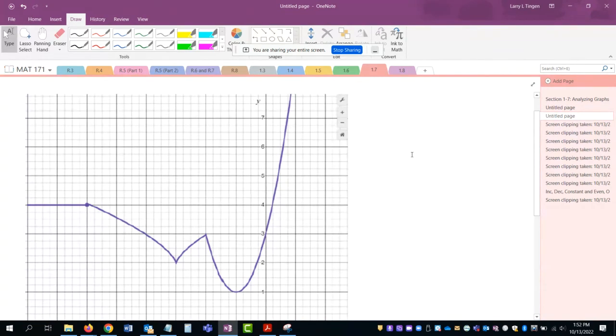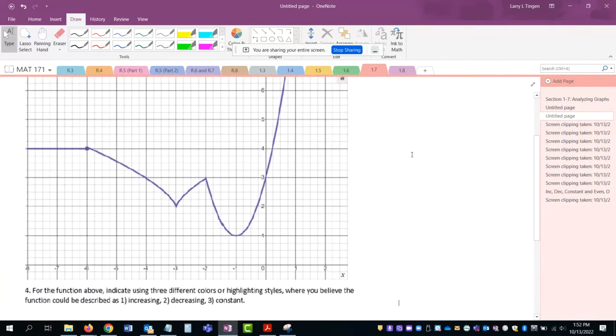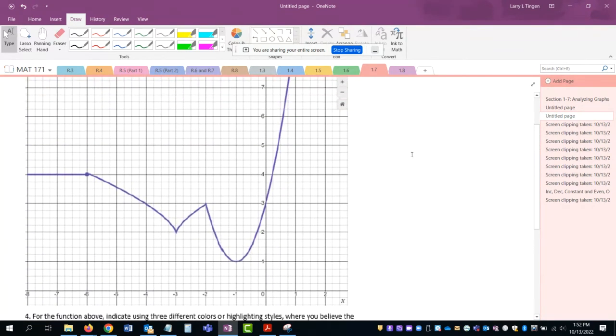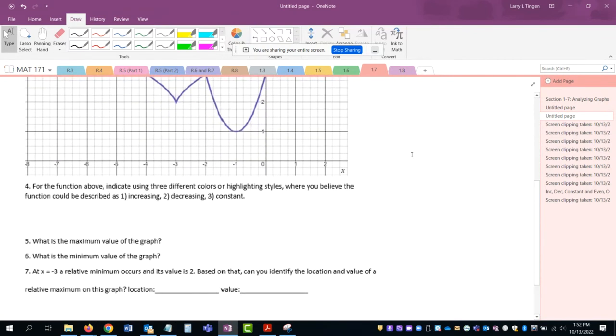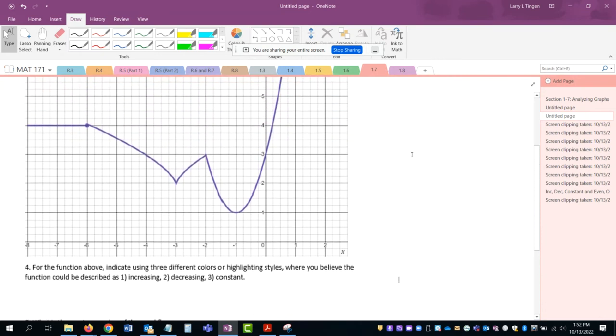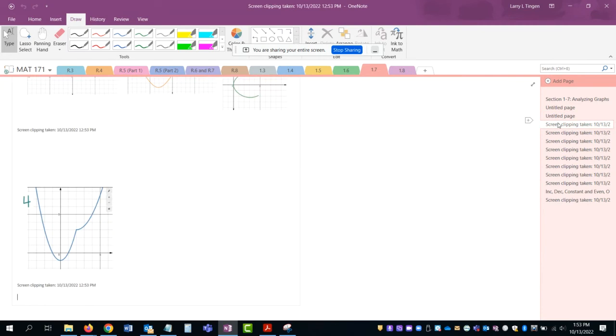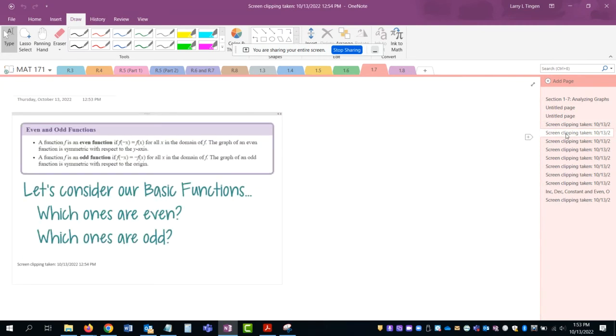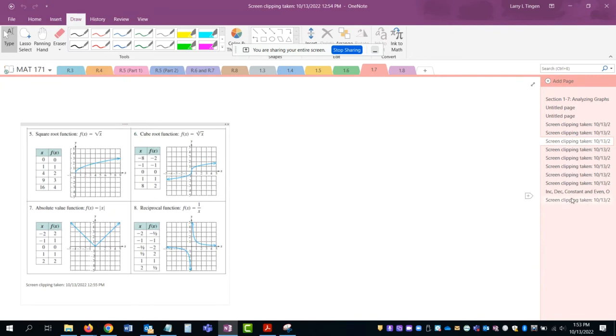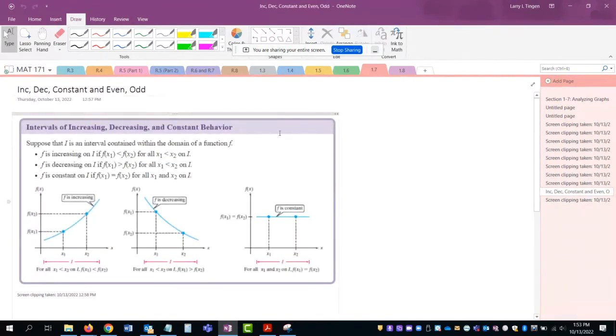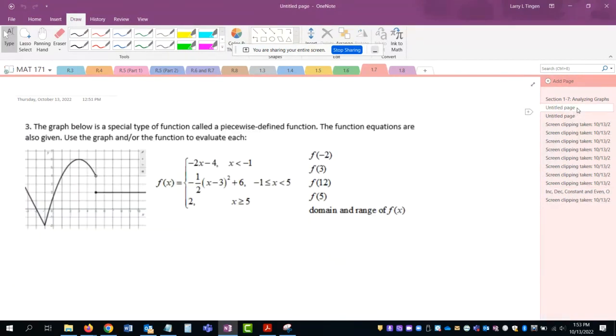All right. So I have a graph here. I want to talk about where this graph is increasing, decreasing, and constant. I want to talk about a minimum and a maximum value for it, and where they are located. So here's the thing. The definition for increasing and decreasing is going to show up later in this section. It's actually down here on this next to last page. So this is what I want you thinking about as we tackle this problem.